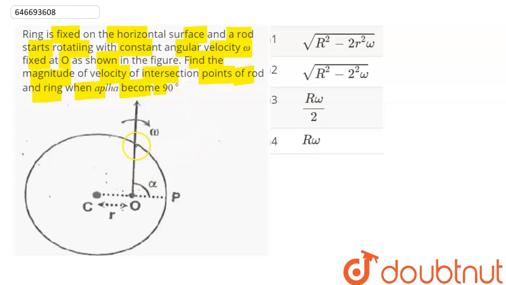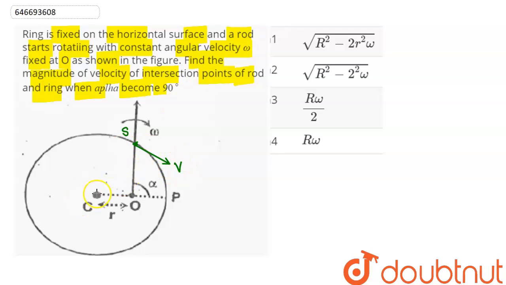Here we need to find the net velocity of this point. Let's say we name this point S. We need to find the magnitude of velocity of this intersection point. So suppose we name this point S, and the net velocity here is along the tangential direction. We say it is V, which we need to find out.